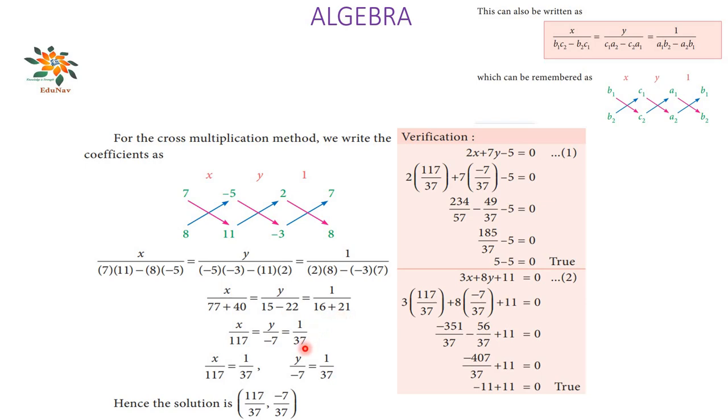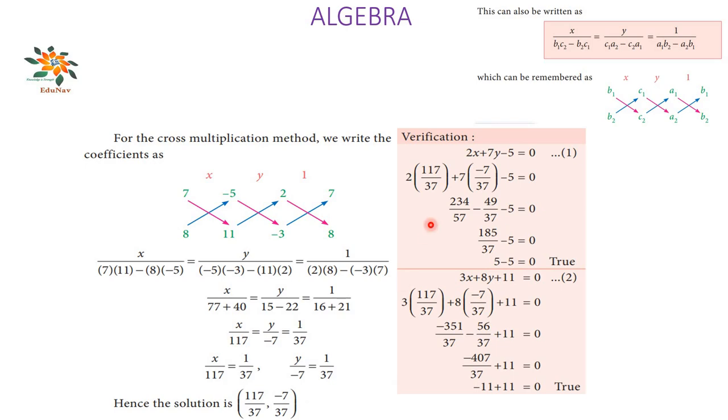In the next step we are going to equate the first and the third ratio, that gives x divided by 117 equal to 1 by 37. In our next step we will equate the second ratio and the third ratio and see what happens. So we have y divided by -7 equals 1 by 37. So that gives the value of x to be equal to 117 by 37 and the y value to be equal to -7 by 37.